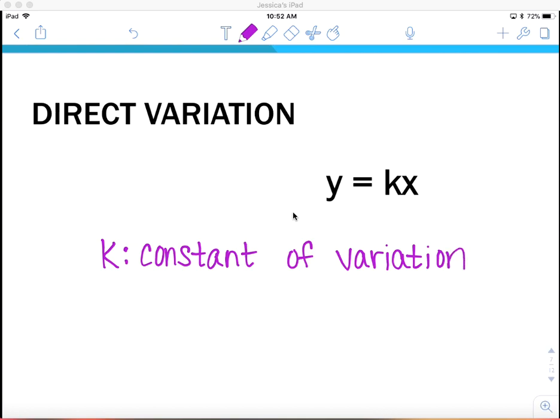With direct variation, your y-intercept will always be 0. I could add a 0 here and it would mean the same thing. So with direct variation, you're not adding or subtracting anything to x. You are only multiplying a number by x.